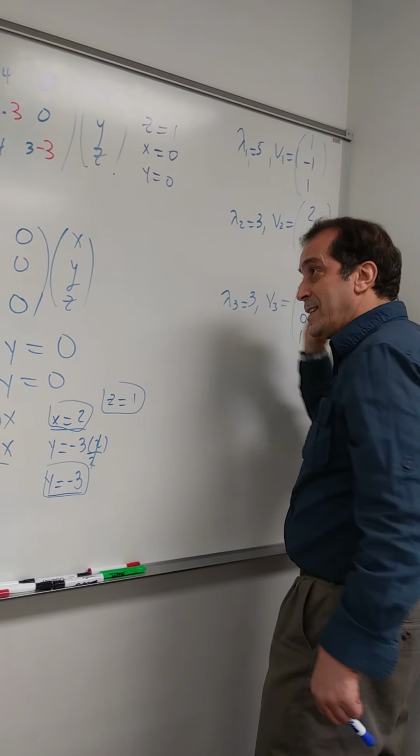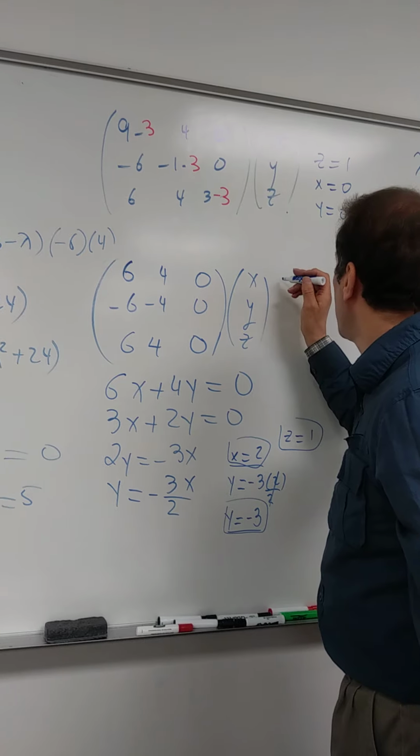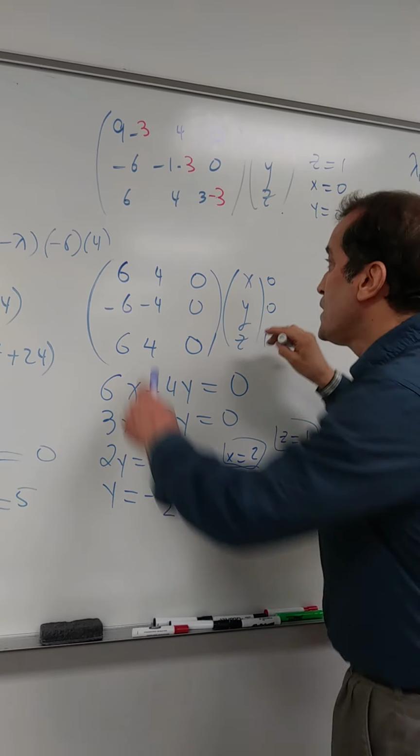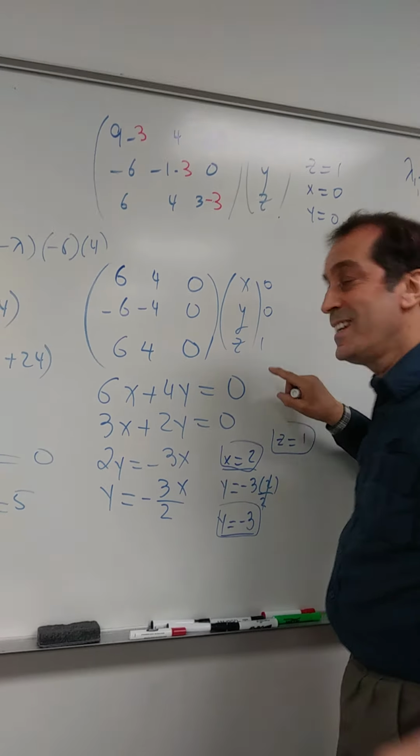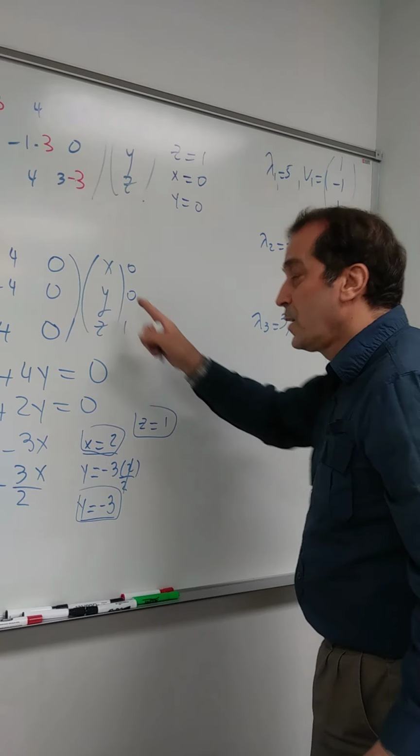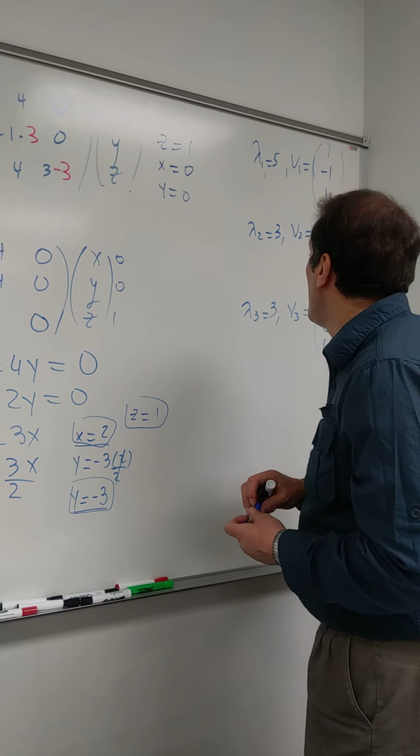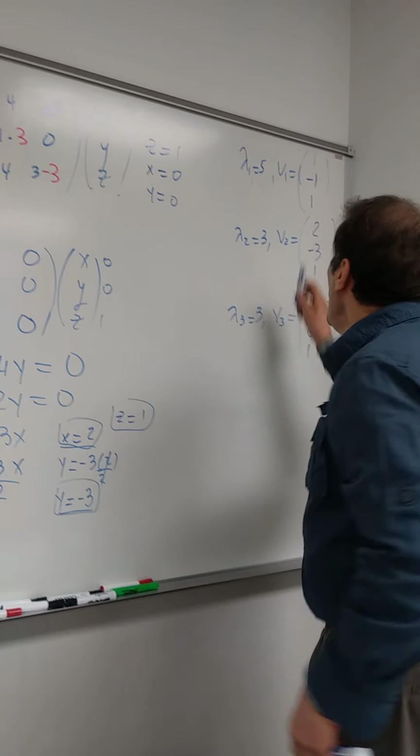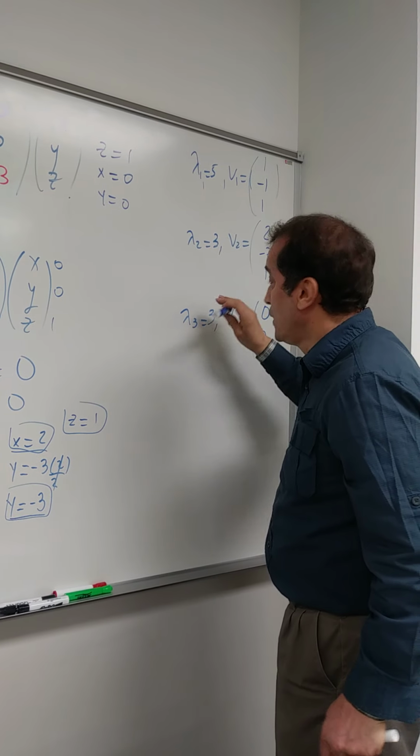0, 0, 1. Let's see. 6 times 0 plus 4 times 0 plus 0 times 1 is equal to 0. So that's the third eigenvector. So we were able to get 3 eigenvectors, 1 for lambda equals 5, and then 2 different eigenvectors for lambda equals 3.